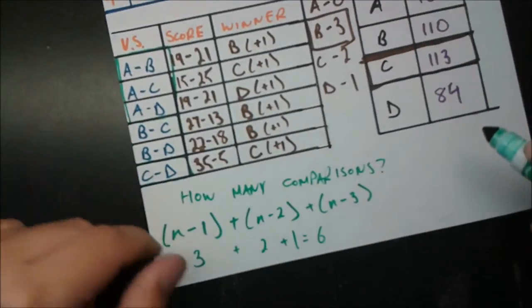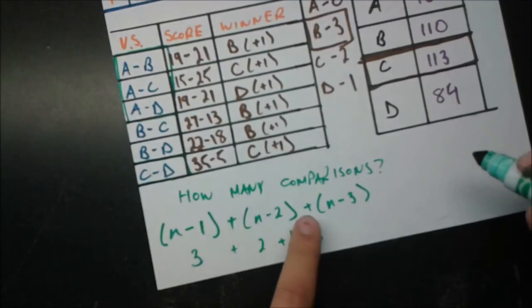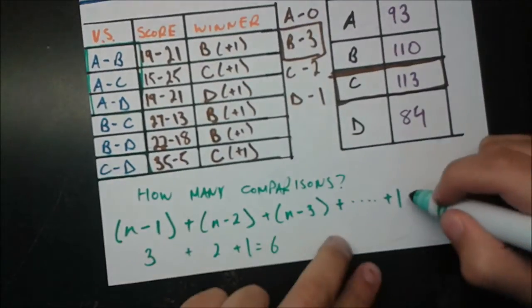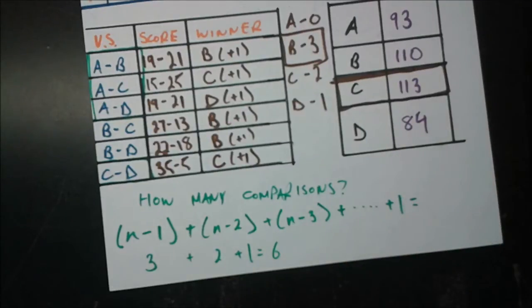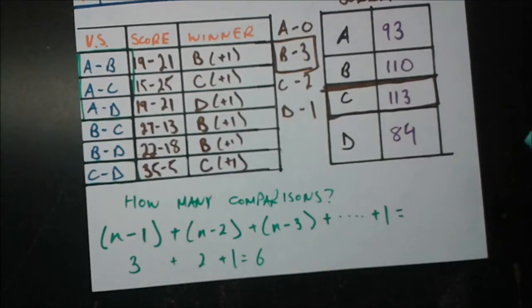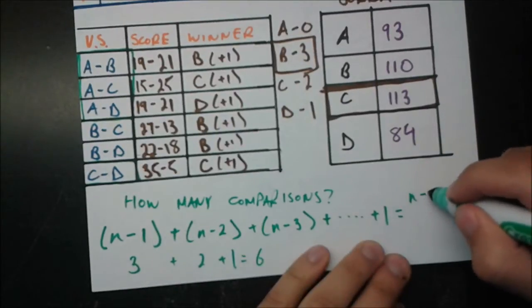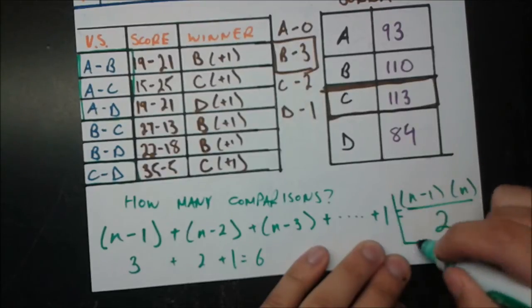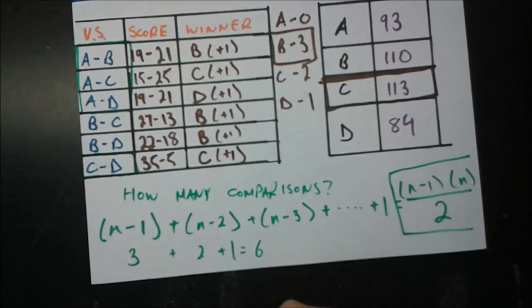But in general, you're going to have n minus 1 plus n minus 2 plus n minus 3 plus dot dot dot plus until the last one, which is 1. And if you remember your Gaussian sum formula, just the sum of the first n minus 1 integers, or go refresh yourself on that, that sum is going to be n minus 1 times n over 2. And that's how many comparisons you're going to have to make.